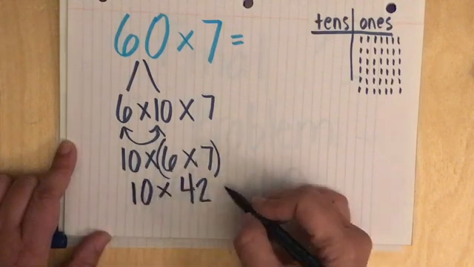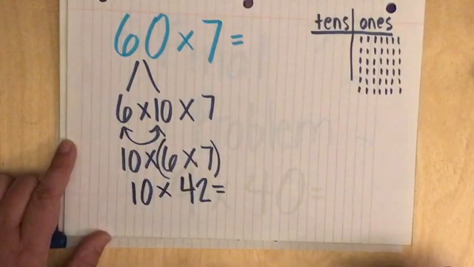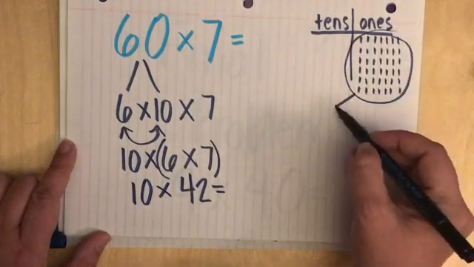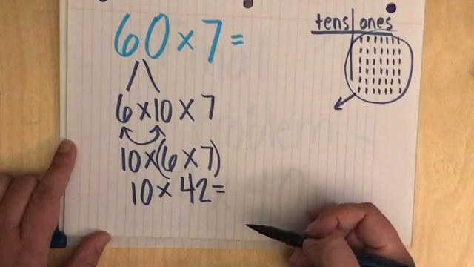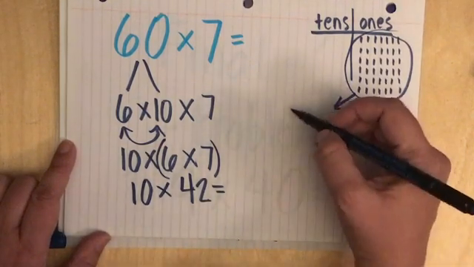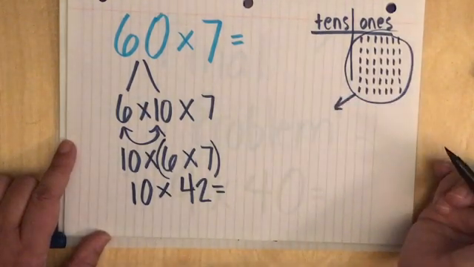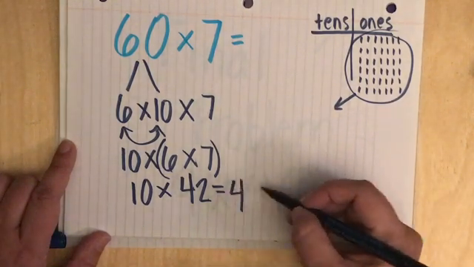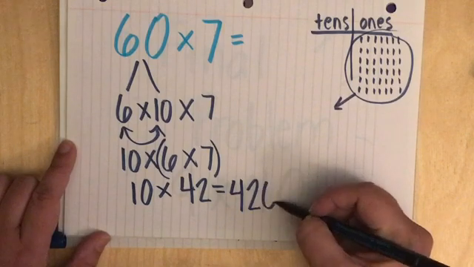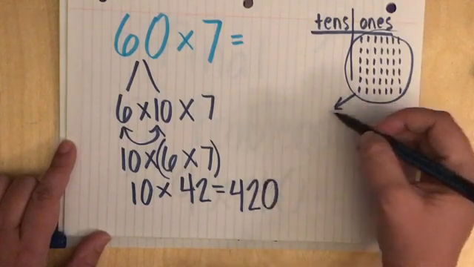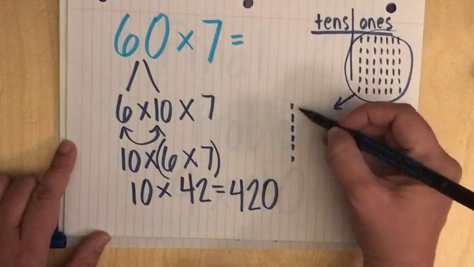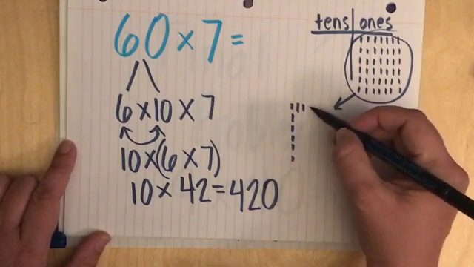So 10 times 42. This is a tricky one. So 42 tens, if we took all of our ones and we wrote them over here on our tens place, we would have had 42 tens, or counting by 10 42 times. That's a lot of times. So hopefully you've noticed the pattern that it's 420. But if you had drawn the 42 over here and you actually counted by tens, hopefully you still got the same answer.